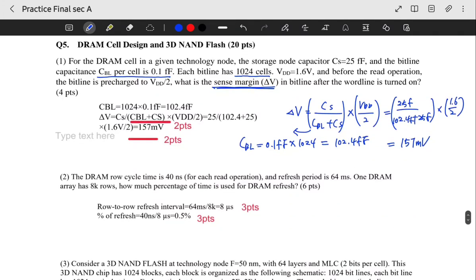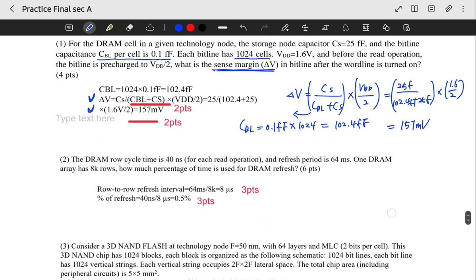If you see some question like this, please put your equation so that we can give you some partial credit even if you don't get the correct answer. As you can see from the rubric, once you have this equation you will get half a point, and if you get the right value then you will get half a point and you will get the full credit for that.